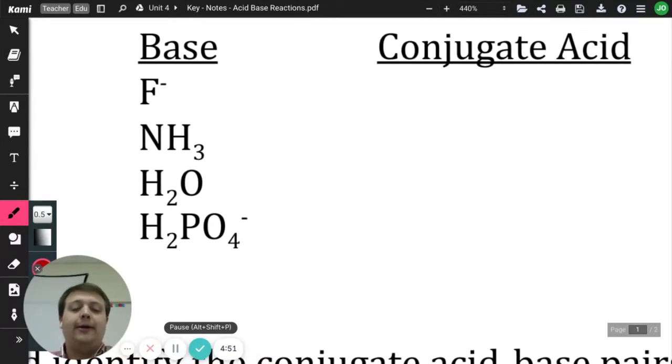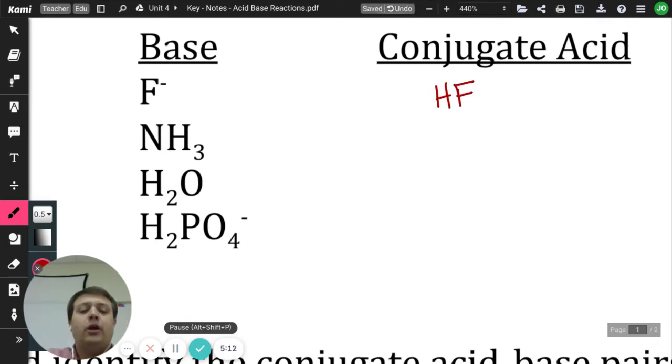All right, so now let's take a look at our base versus conjugate acid. So here I've got F-. We know that the base is going to gain or receive a proton, so it's going to receive that hydrogen ion. Here I've got fluorine, and it's going to receive a hydrogen. So we're going to get HF.